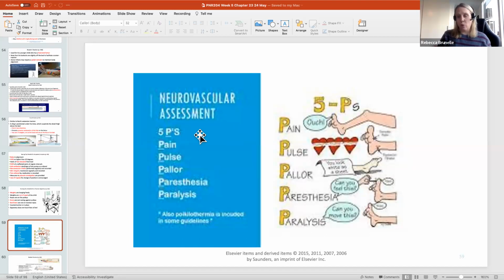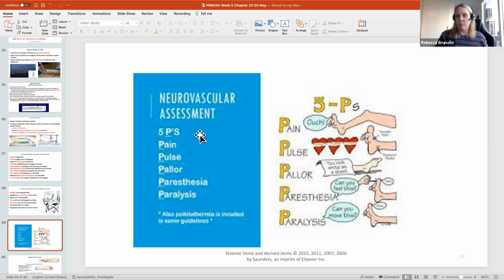So does anyone know what a normal cap refill would be? Like 2 to 3 seconds, isn't it? 2 to 3 seconds. Yeah. So if it's delayed, what does that mean? If it's like 4 seconds. It's not getting the appropriate flow down there. There's something going on, a block maybe.